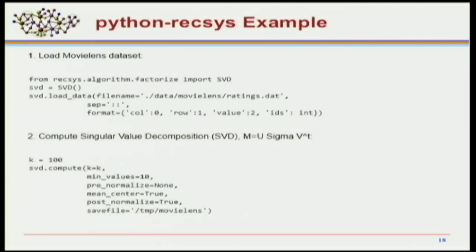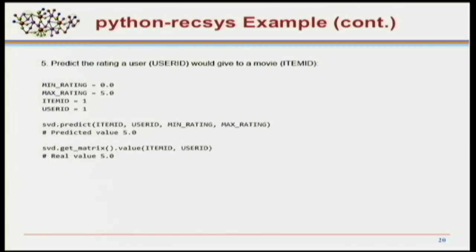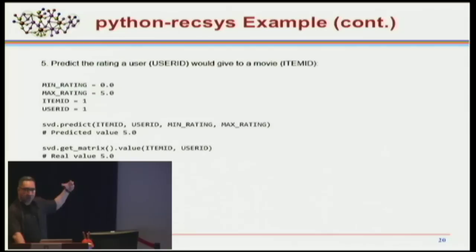Once you have done the modeling, you can do some very interesting things. For example, you can get similarities between two movies, just based on the lower dimensional space we were talking about. You can get movies similar to a particular movie, so here are the movies similar to Toy Story, again based on similarities measured across this lower dimensional space. And here's an example of predicting a rating for a particular user and a particular item. That's the function I was talking about that maps user-item pairs to a given rating.